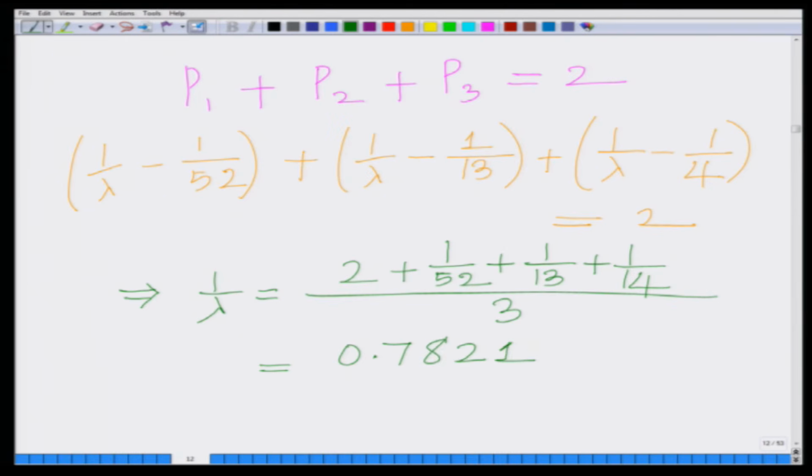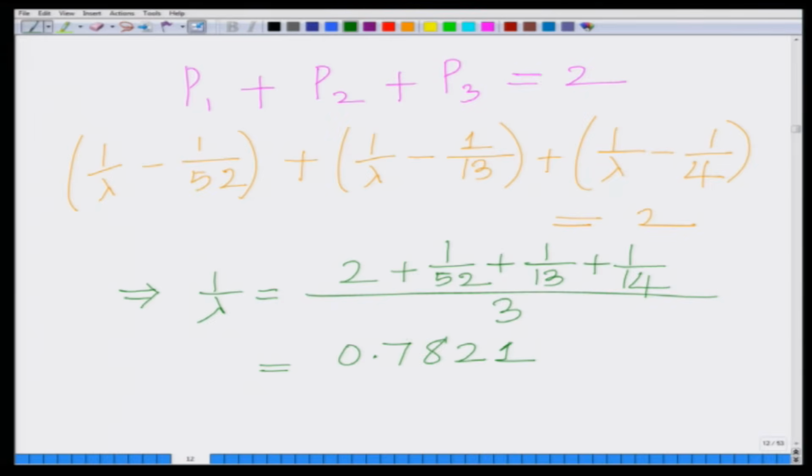equals 0.7821. So what am I doing? I am finding each of the powers for optimal power allocation. The sum of the powers must be equal to the total transmit power, that is 3 dB or 2. From this equation, what am I finding? I am finding this quantity 1 over lambda, where lambda is the Lagrange multiplier of the optimization problem, remember that. So I have found 1 over lambda, and 1 over lambda is 0.7821. I do not need to find lambda, because really all I need is 1 over lambda to find each of the powers.